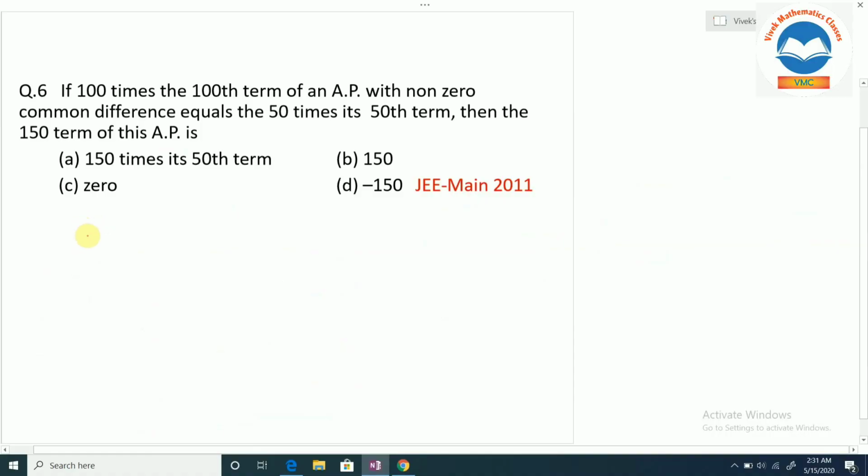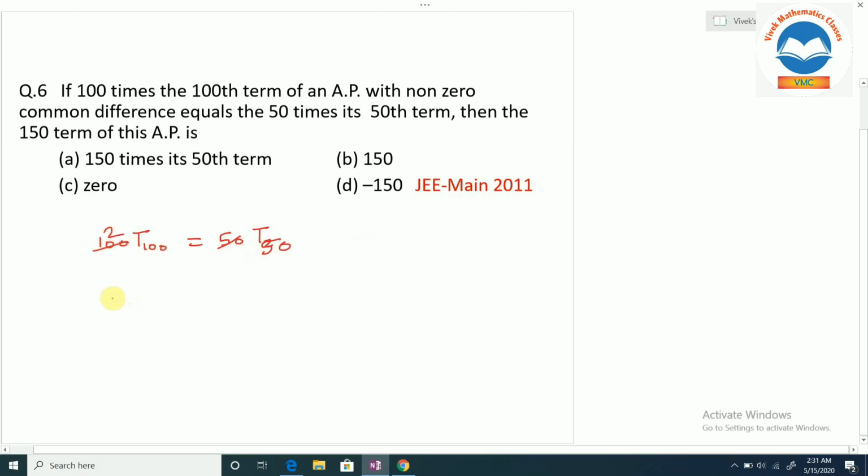If 100 times the 100th term, it means 100 into T100, of an AP with non-zero common difference, is equal to 50 times T50, then we need to find T150. First the 50 and 100 will come; if you cancel out, 2 times you can cancel.